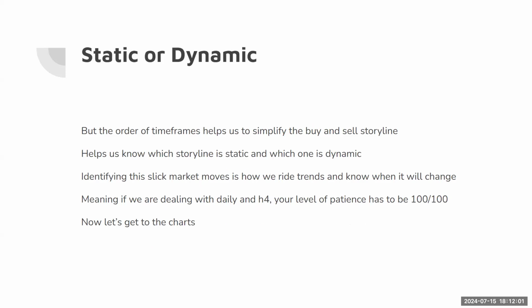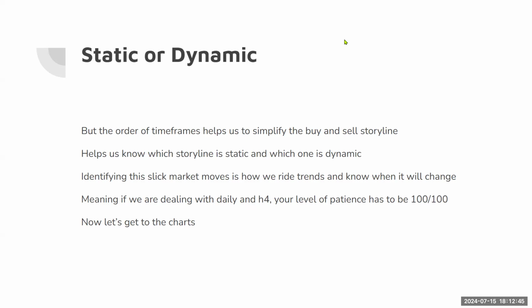So is storyline static or dynamic? The other time frames help us to simplify whether we are in a buy storyline or a sell storyline. It helps us to know which storyline is static, that means which one is there, but price is not currently using it. Remember, I said a static storyline is a storyline that has not been confirmed with an H4 breakout, while a dynamic storyline has been confirmed. So how do we identify this in market moves? How do we ride the trends? How do we know when it changes? It means that you have to be dealing with the daily and H4, and your level of patience has to be 100 over 100. You want to be super patient to wait for all the moves.